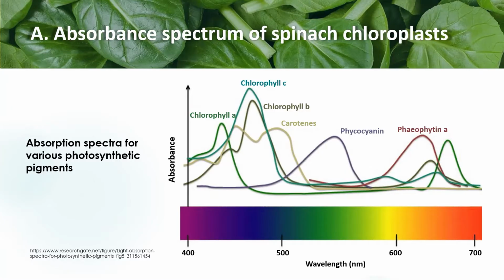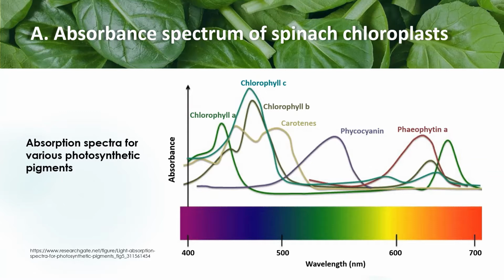Each pigment has a unique absorption spectrum. You're probably wondering what an absorbance spectrum or an absorption spectrum is. This is where we take the pigment or chloroplast or whatever it is and put it in a spectrophotometer and see which wavelengths it absorbs best. So we can do this quantitatively.